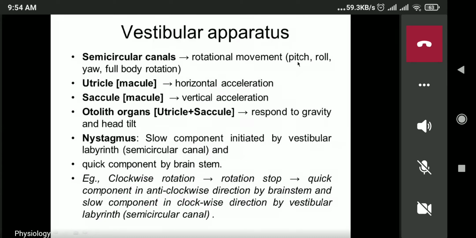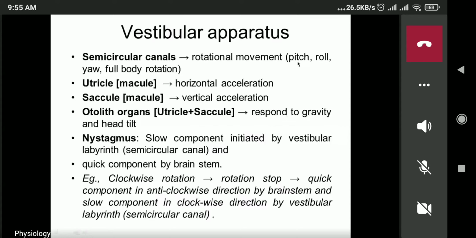So in this otolith organ, there is a jelly-like substance. Meaning, the macule of the utricle and saccule is made up of some jelly-like material, and in it some calcium carbonate crystals are embedded. Calcium carbonate crystals look like stones, and that is why it is called the stony organ or otolith organ. Am I clear now?